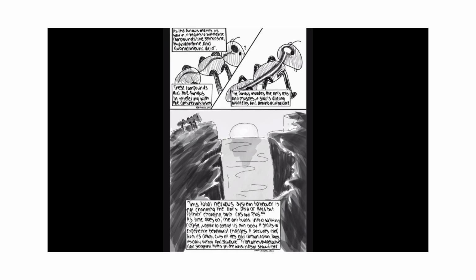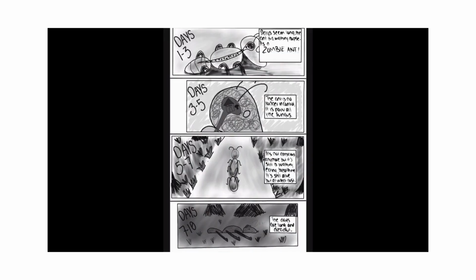As time goes on, the ant turns into a walking corpse, unable to control its own body. It starts to experience behavioral changes. It secludes itself from its colony, cuts off ties and communication, loses its daily rhythm and structure. It becomes hyperactive and staggered. All of this, yet the worst hasn't shown itself. Before long, the ant is a walking corpse. It's a zombie ant. The ant is no longer controlled.